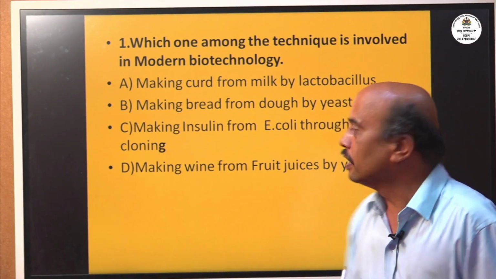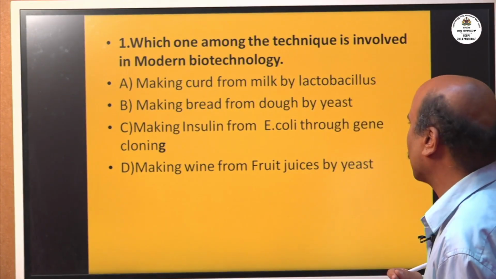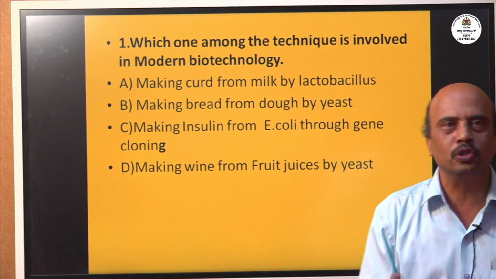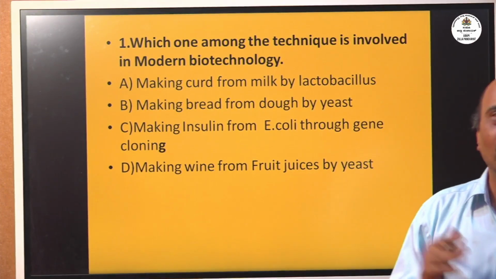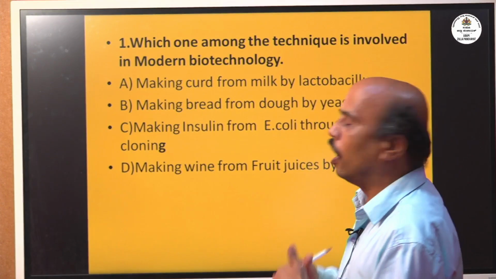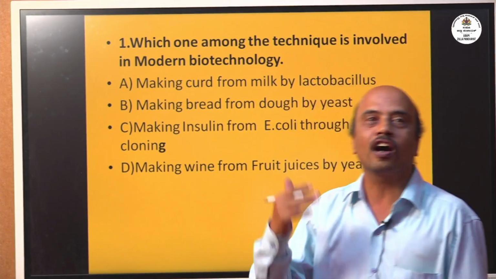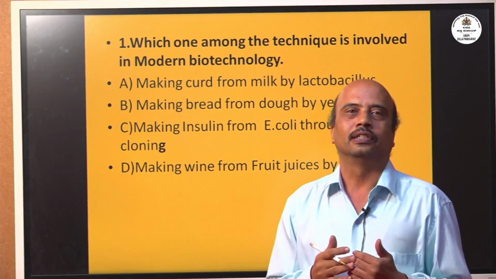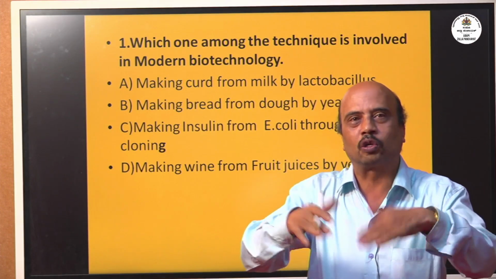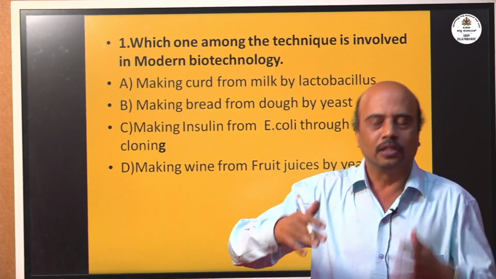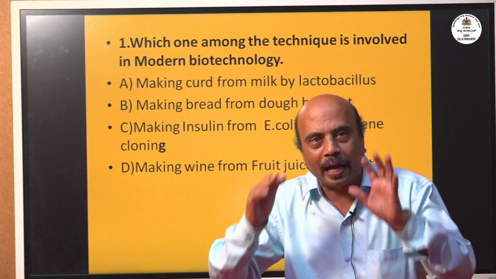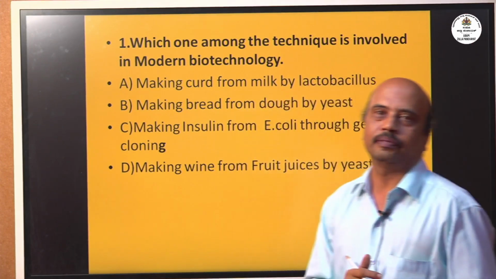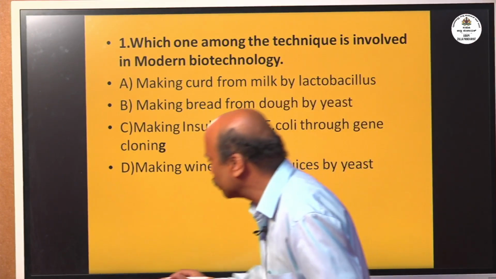A, B and D are the traditional biotechnology, where the organisms that we use are unaltered. In modern biotechnology, we use organisms that were altered, manipulated organisms. Organisms are manipulated by cutting, joining and cloning to produce desired products in large quantities. That is the main thrust of modern biotechnology. Therefore the option is C.